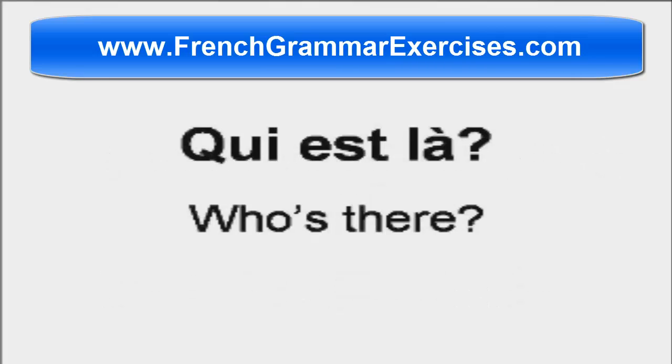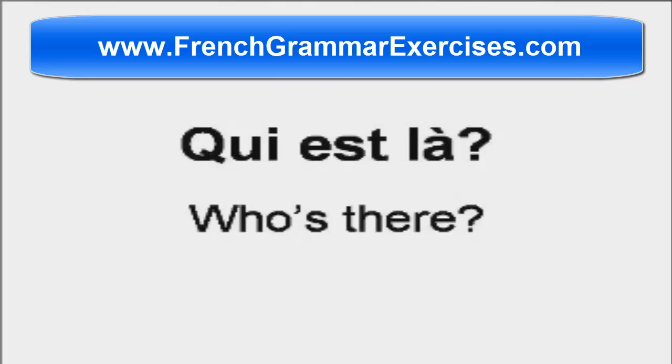So the first line is, who is there? Qui est là? Now the French translates exactly into English, right? Who is there? What's our word for who? Qui. Okay, qui is who. Now, the verb is the verb être, the verb to be, and we have it in the third person singular. So, est. Who is? Qui est? And then the word for there. Là. Là means there. Okay, so who's there? Qui est là?